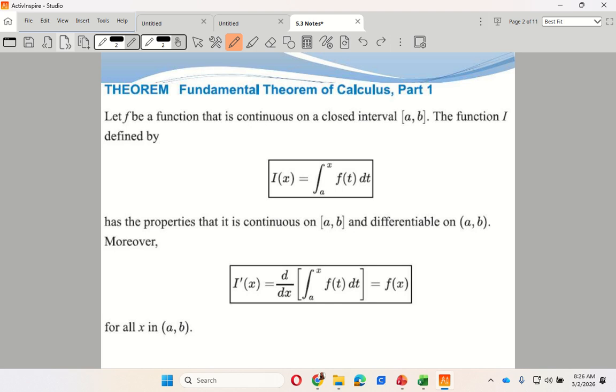So, fundamental theorem of calculus, part 1. Let the function f be continuous on a closed interval from a to b. The function I is defined by this: I of x is going to be the integral from a to x of f of t dt.